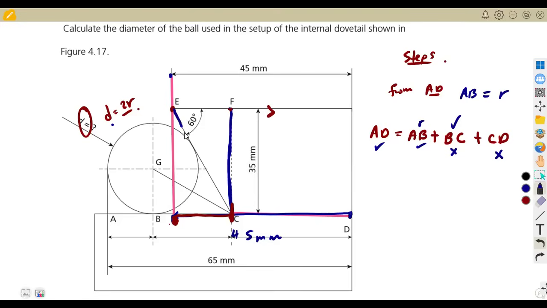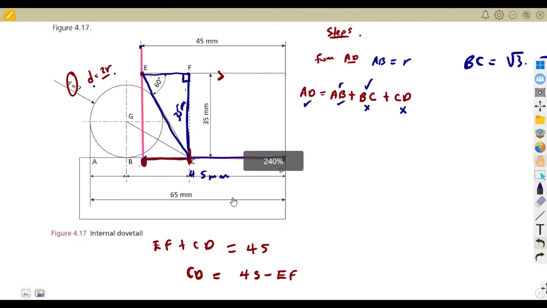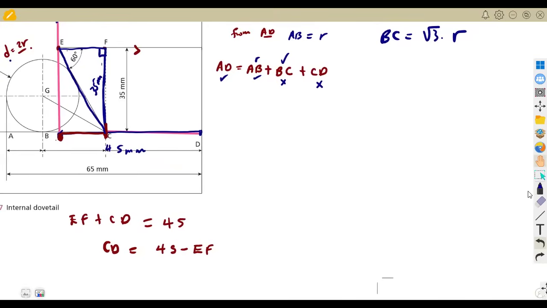The triangle ECF, this one. It's a right angle triangle, considering that this is a vertical line and a horizontal line. They meet at 90 degrees. And we say the wall of this is 35 millimeters. So it also means this is 35 millimeters. So from triangle EFC, we can calculate EF, this one.